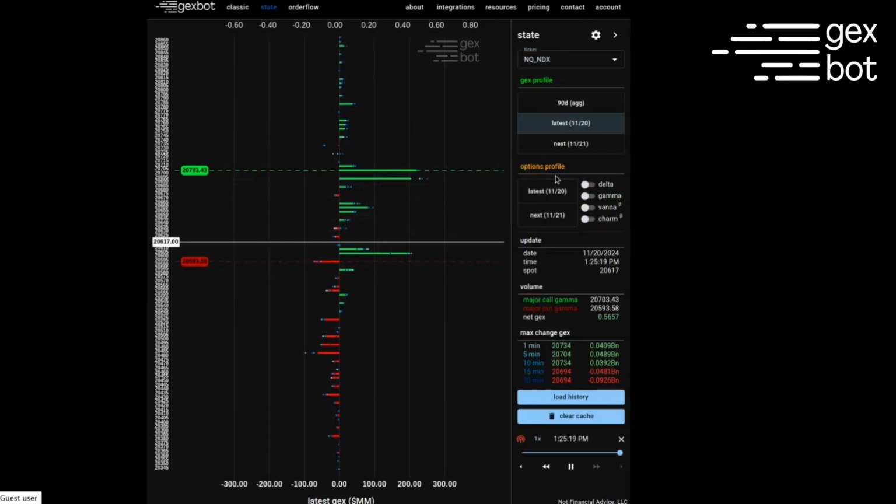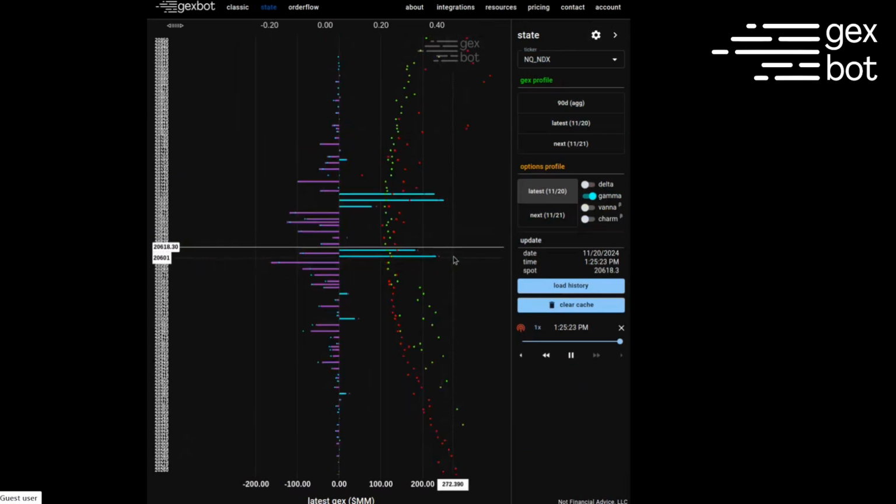It wasn't until we developed the options profile that we displayed the actual direction. This is what we call long gamma, which is basically customers being long contracts here. They're being short contracts in the purple bars, and then they're long contracts here.